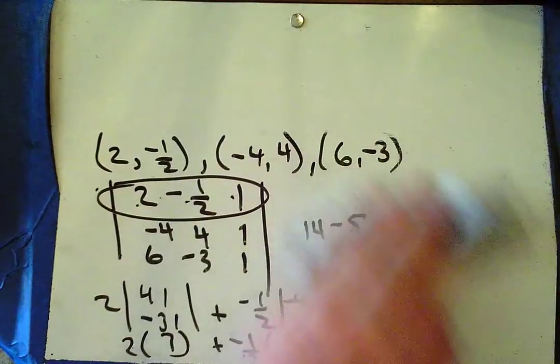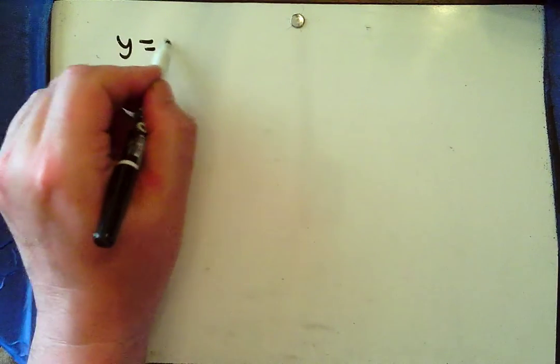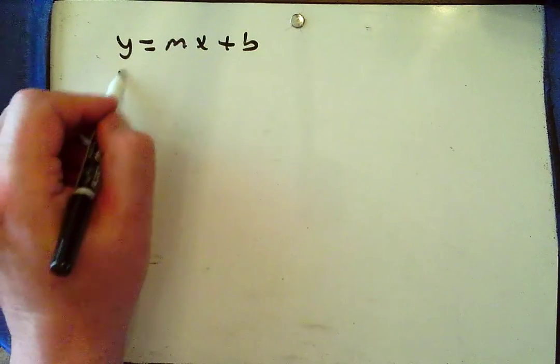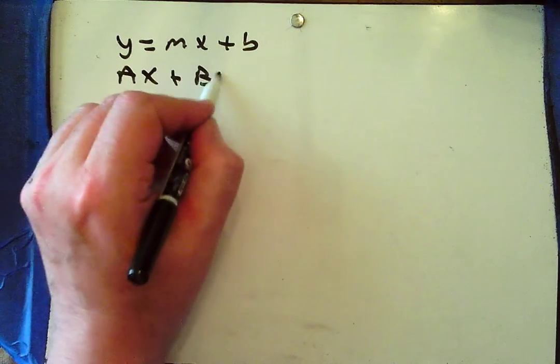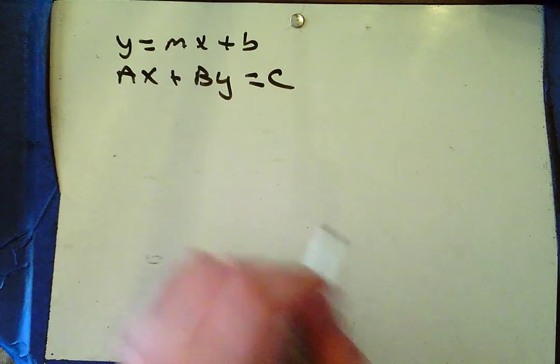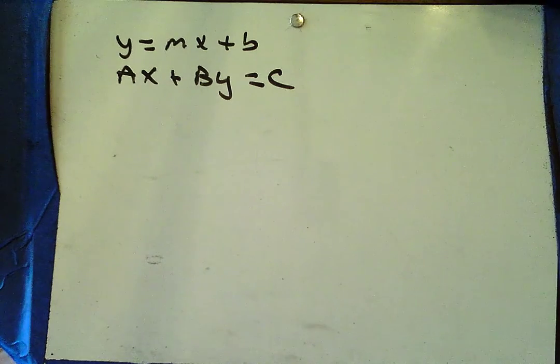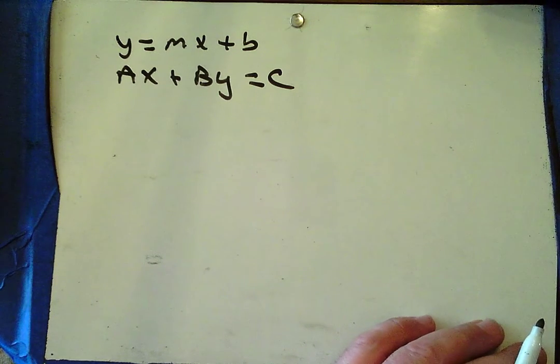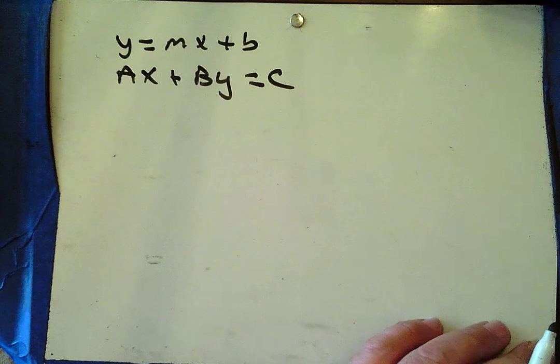The last thing I want to look at with you today is how to write the equation of the line using a determinant. I think this is really cool, right? So we're looking for y equals mx plus b, or even ax plus by equals c. All right, I want to write the equation of the line, and I know in order to write the equation of a line, I need two ordered pairs. So let's have two ordered pairs.